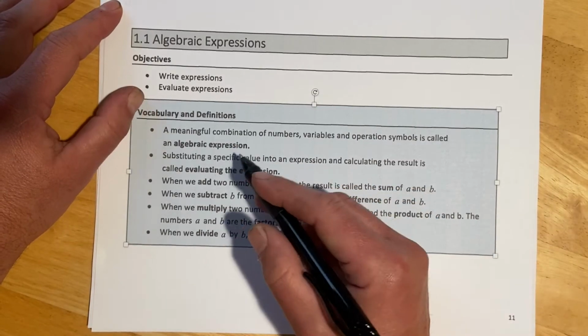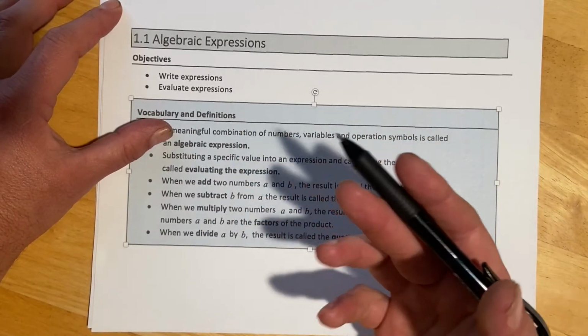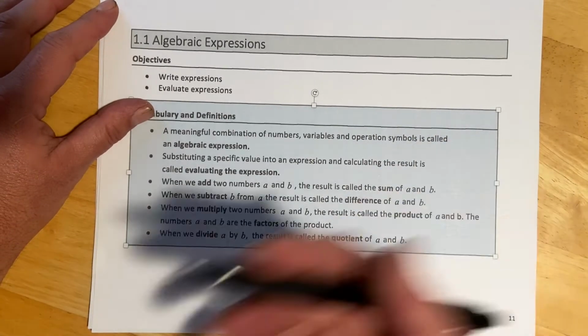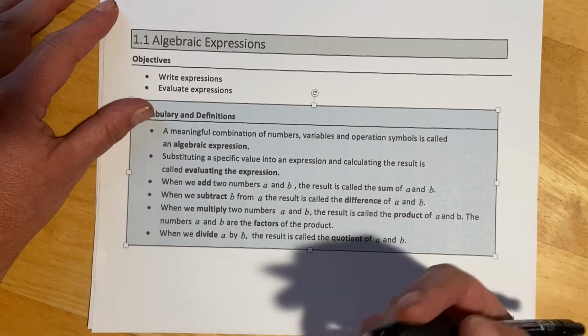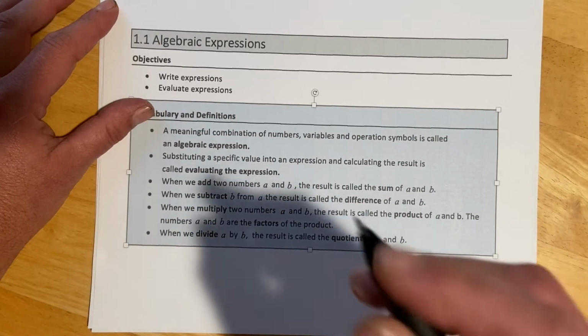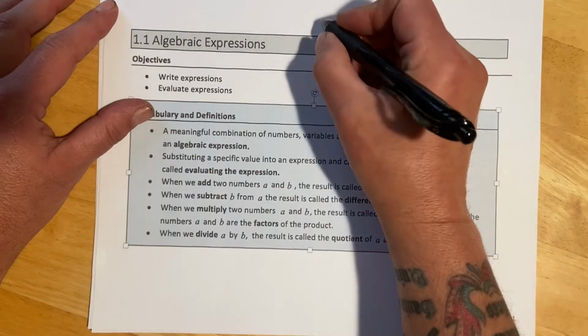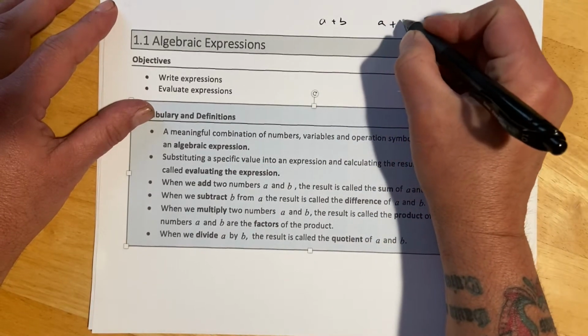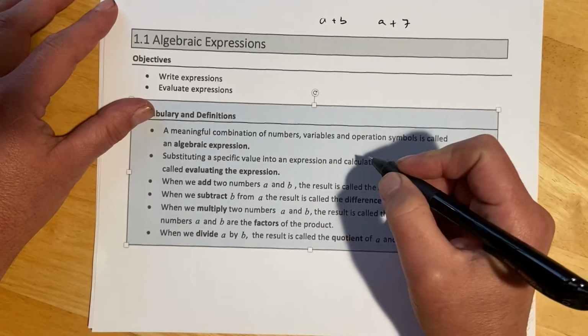Vocabulary, we've got algebraic expressions. An algebraic expression is just some combination of symbols and operating symbols, variables, numbers, etc. They don't have equal signs, so they're not something where we're solving. It's more like if you have a plus b, that's an algebraic expression, or a plus 7, that's an algebraic expression.